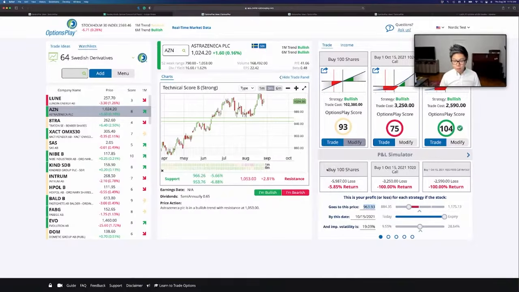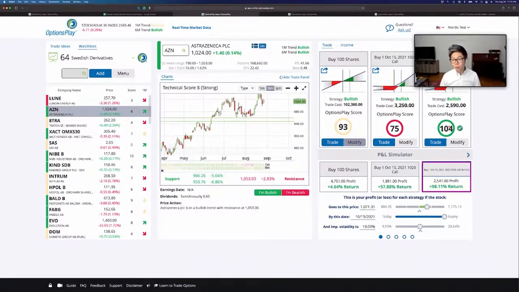If it does that, if you bought the stock, you're looking at about a 6,000 crown loss. If you bought the call option, you're looking at a 3,200 crown loss. If you bought the call spread, you have only a 2,590 crown loss. So not only do you have the smallest risk with the strategy on the right-hand side, you also have the highest return if the trade goes in your favor.